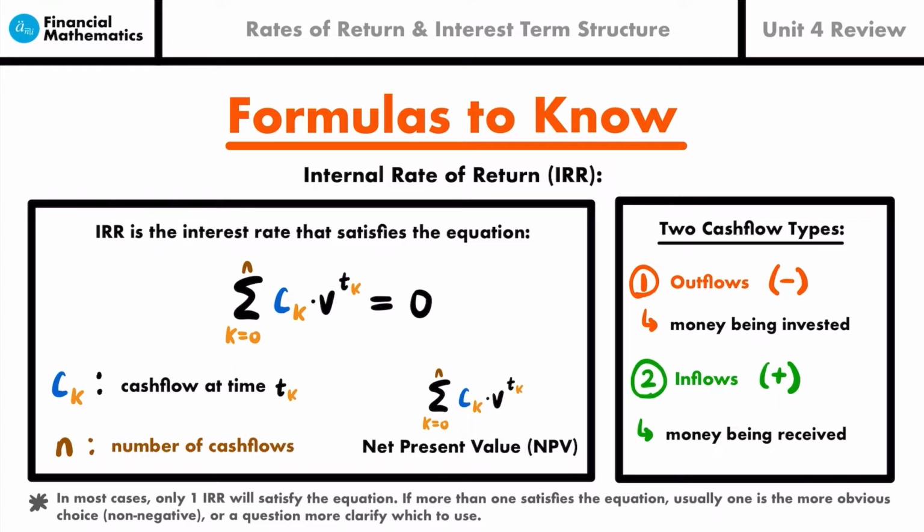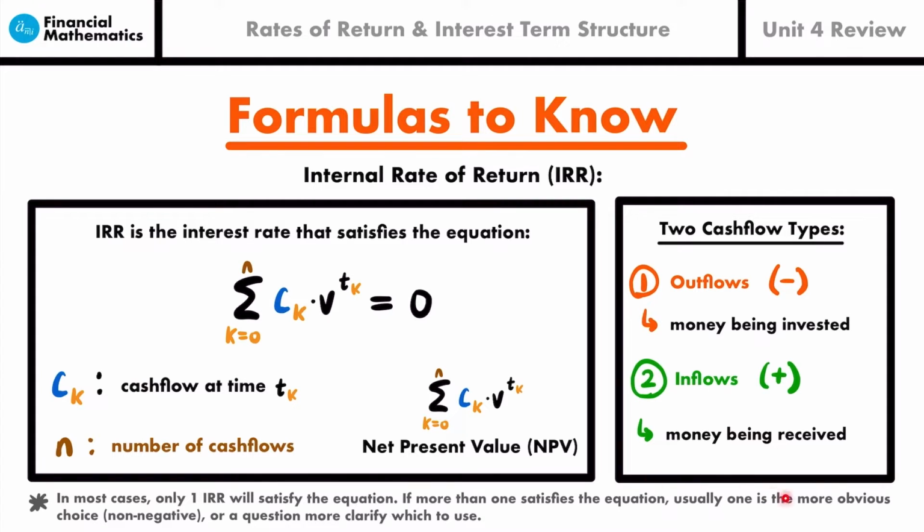Now, finally, you'll see I have this little note down here, and it says, in most cases, only one internal rate of return will satisfy this equation. However, it is possible that sometimes more than one rate will satisfy the equation, and so in that case, one of two things will happen.